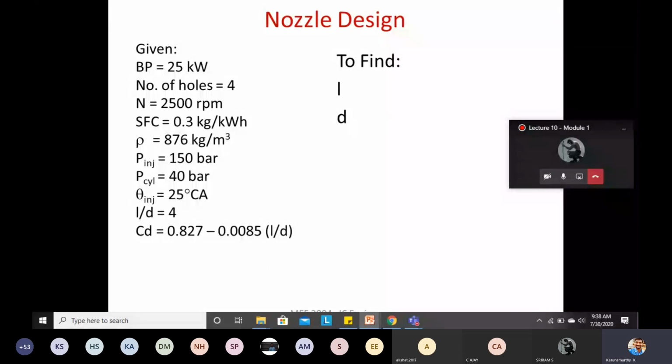Can I change the slide? Note it down. Yes, sir. Yes. Okay.